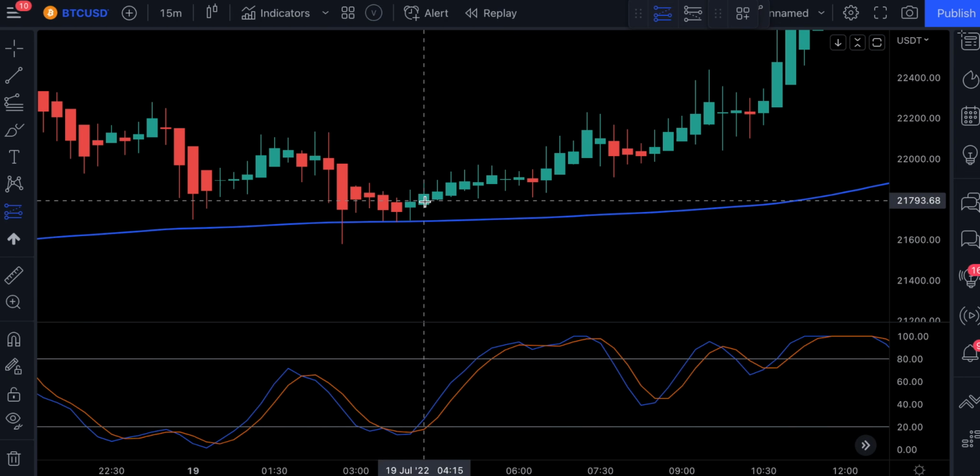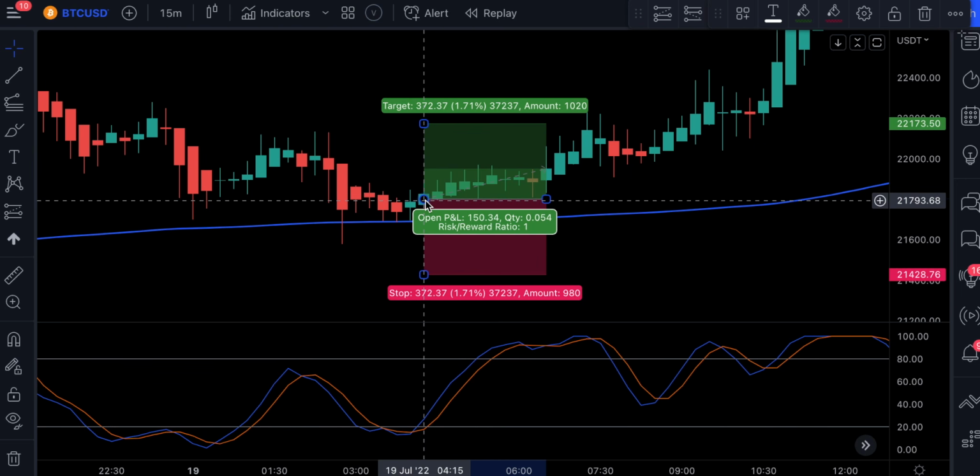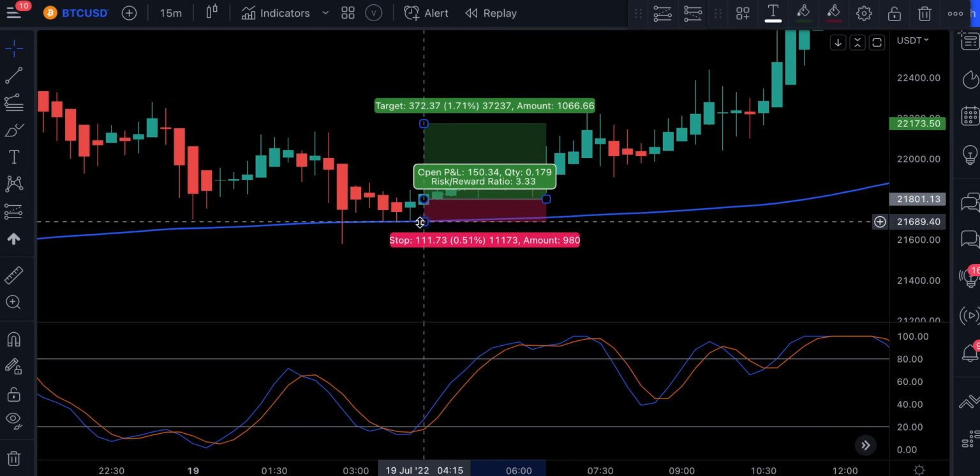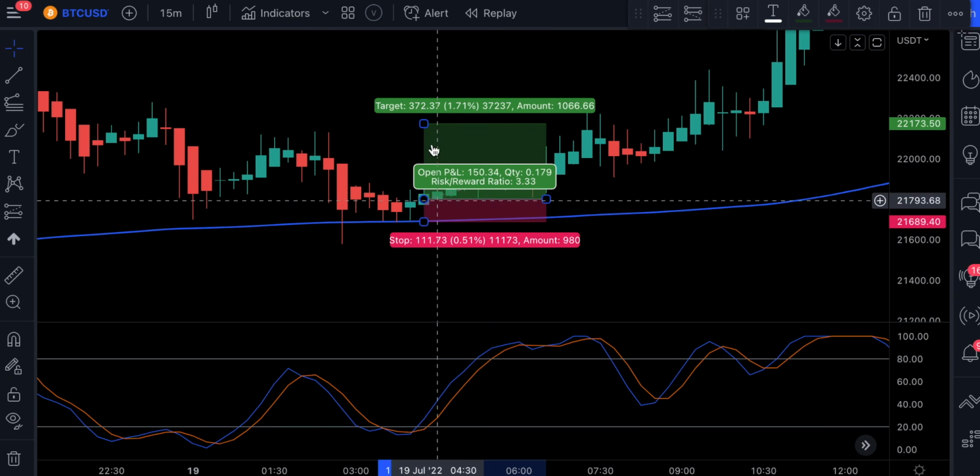As we all know, the Heiken Ashi candle averages the price, so our entry will be different from the closing price. If you want to learn more about Heiken Ashi, please watch this video right here first. Our stop loss will be set at the low of the most recent bearish Heiken Ashi candlestick, and we're going to be targeting 2 times the risk.